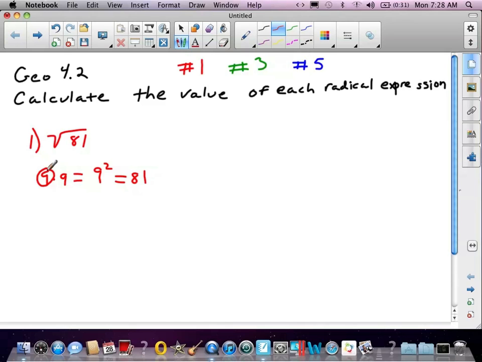So the square root of 81, for my answer, would be 9. Because again, 9 times 9 equals 81, or 9 squared equals 81. So pause and take a look at that and see if you can understand how that was done. And if so, attempt the other problems on your own.